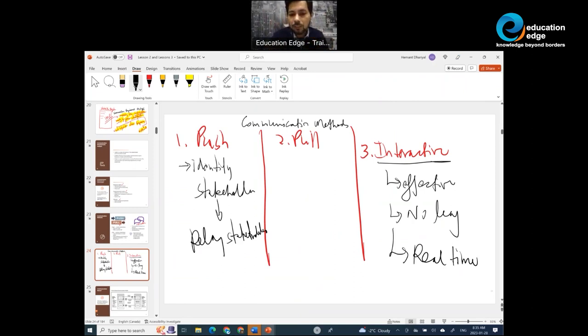Pull communication is generally communication which could be received by the entire department. The entire enterprise is receiving it. For example, recently Elon Musk sent out an email to all the Tesla employees. Some people may have read that email. Some people may not read that email because they felt that it was not useful.